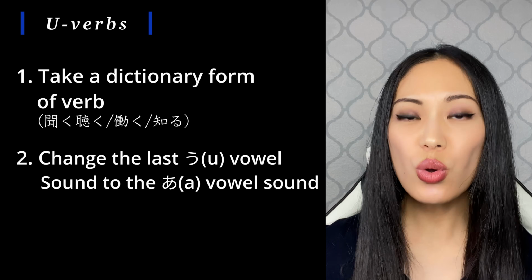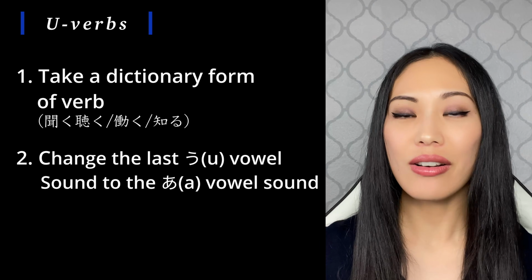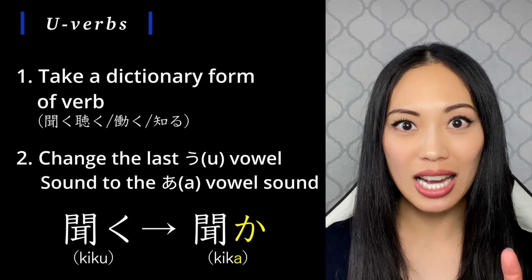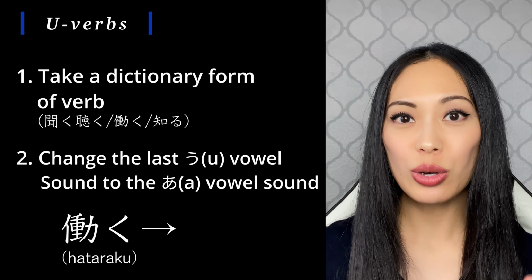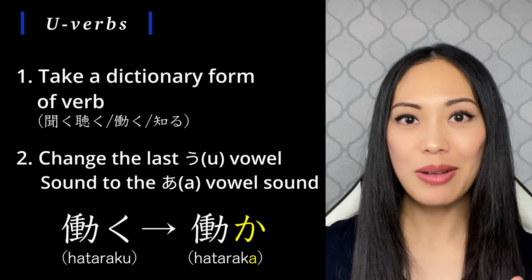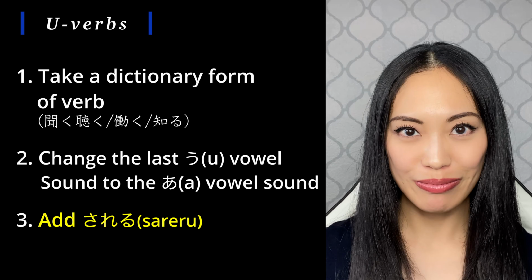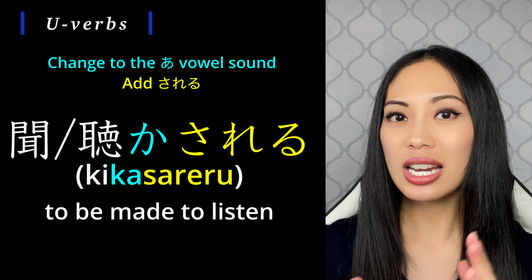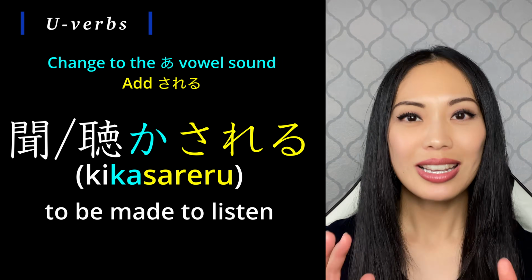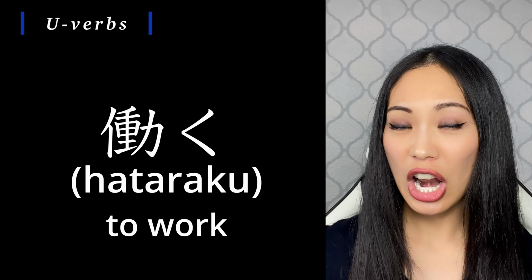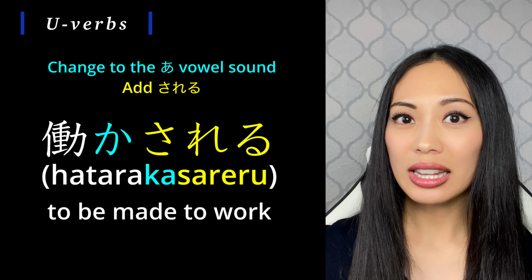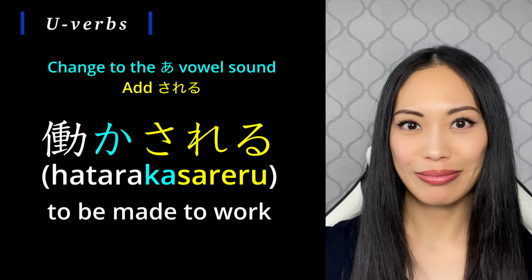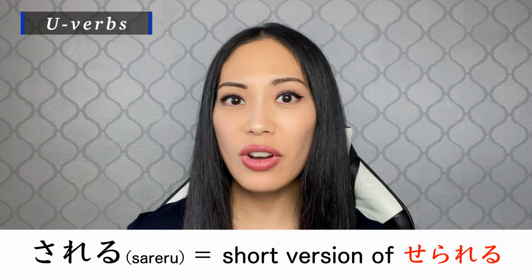Change the last U vowel sound to a vowel sound. Like 聞く becomes 聞か. 働く becomes 働か and then add される. For example, 聞く becomes 聞かされる. 働く becomes 働かされる.